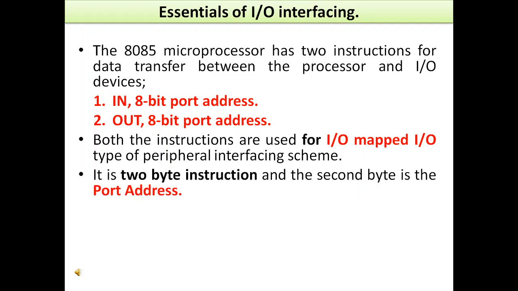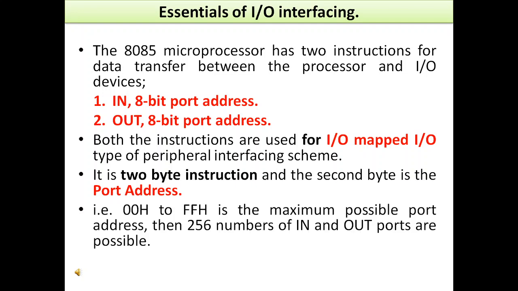Now it is a 2-byte instruction and the second byte is for the port address. So if the second byte is 8 bits, then there are 256 possible combinations. So a total of 256 types of ports are possible for IN and OUT.